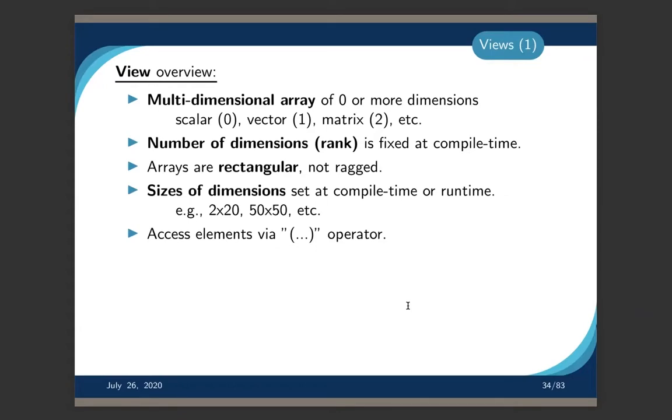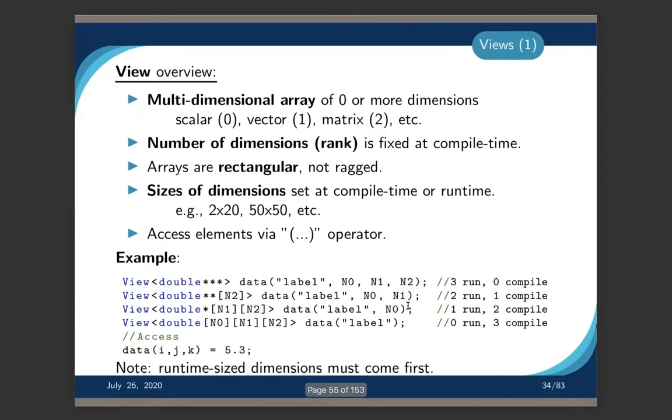That multidimensional array can be of 0 up to 8 dimensions. So 0 would be just a scalar, 1-dimensional would be a vector, 2-dimensional a matrix, etc. The number of dimensions, what we call its rank, is fixed at compile time. These arrays are rectangular, not ragged, so in a matrix, every row has the same length. You can set dimensions at compile time or runtime, and you access elements via the parenthesis operator.